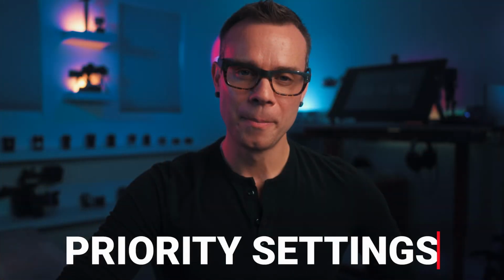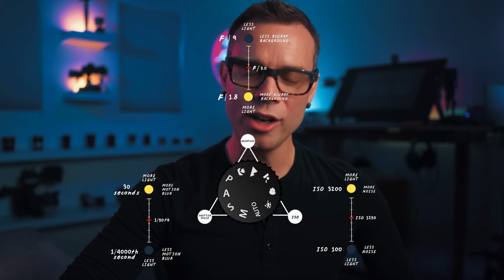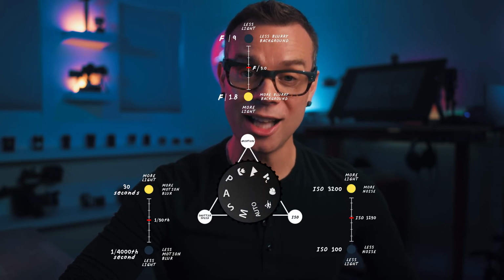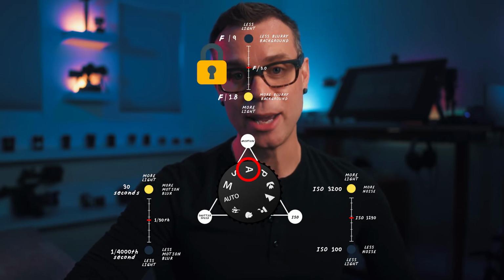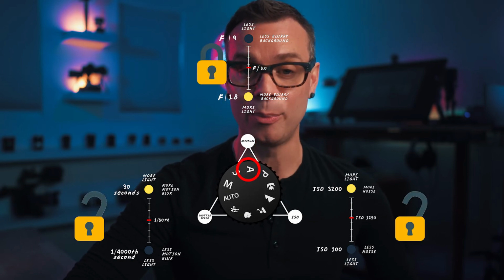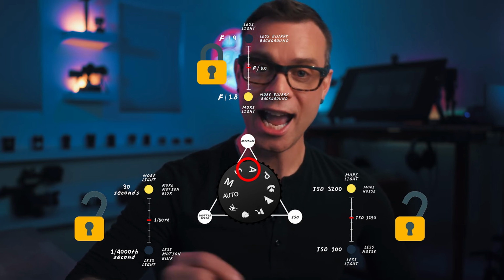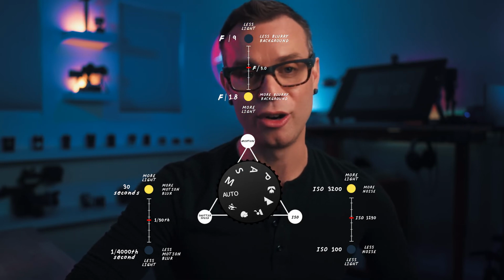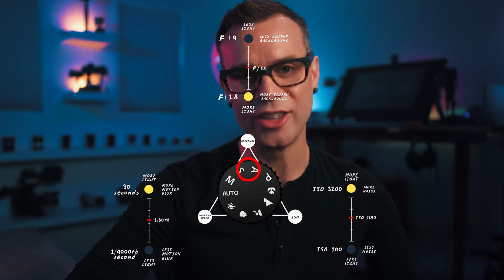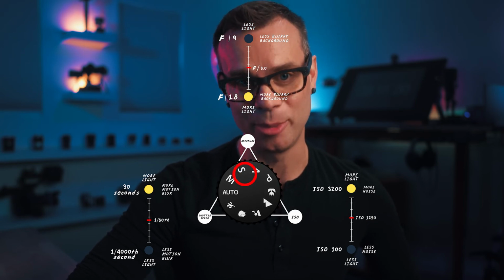Depending on what your creative priority in the shot is, you can select one corner of the exposure triangle to be locked, and the camera will do its best to make adjustments on the other 2 corners to get a proper exposure. That's why these letters on the dial of your camera are called things like aperture priority and shutter priority.